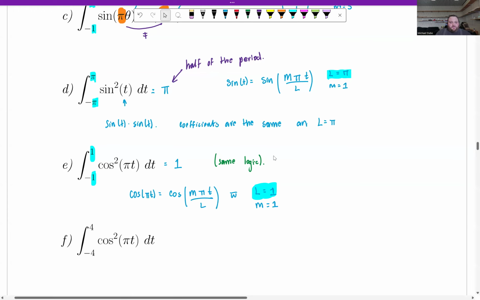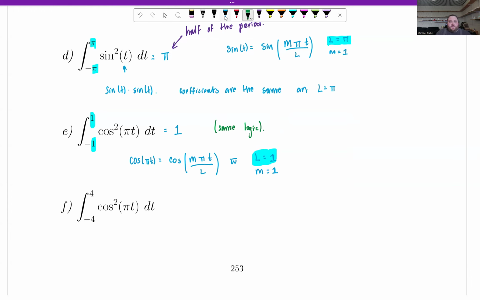Rearrange my eye there. Good. Okay, and so now we have cos squared pi t dt. Okay, and so here we have our bounds going from -4 to 4, cos squared pi t dt. Okay, and so we have a little bit of an issue here, but let's just go through it, right?